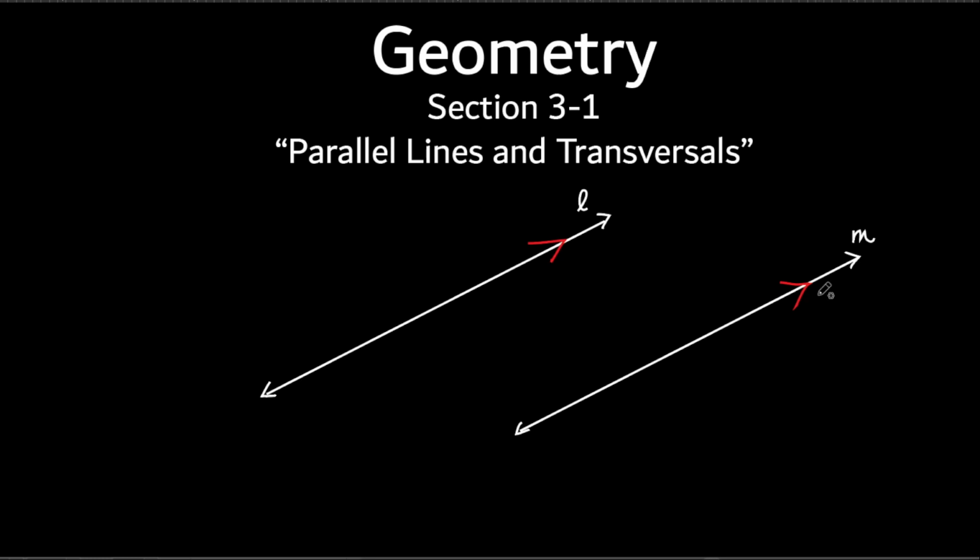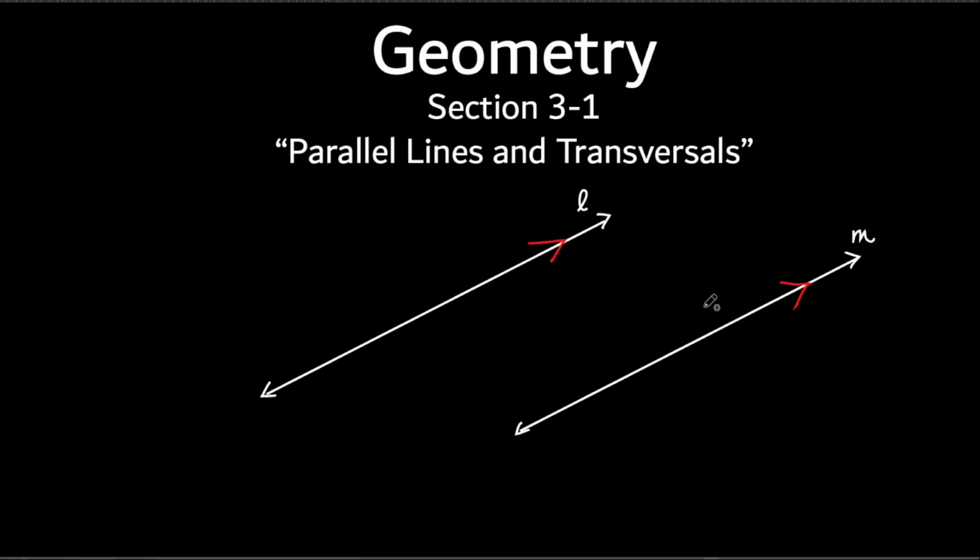Does that make sense? If I put a little arrow somewhere in the middle, just somewhere between the two end arrows, if you put a little arrow here and one here, that means these two lines are parallel to each other, which means they'll never touch each other. They'll never cross, they'll never intersect.